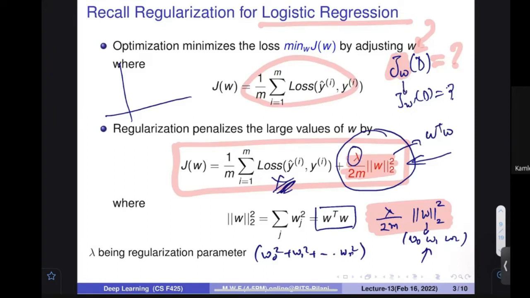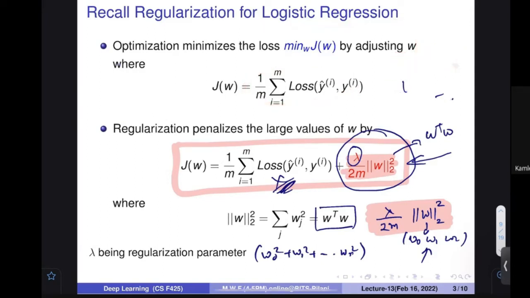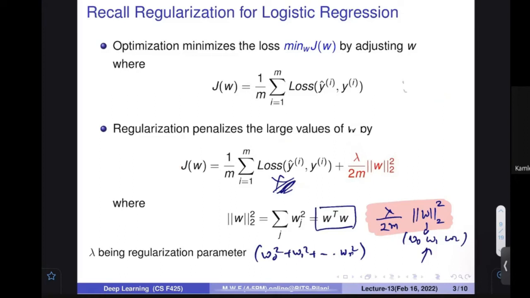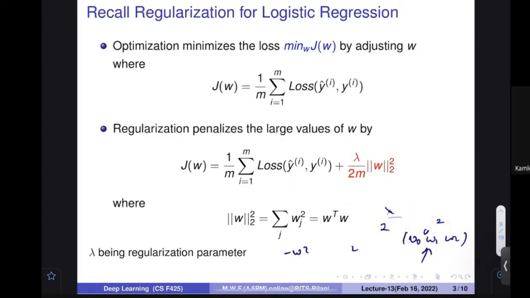Okay, now I have a question. Everybody understands why I have put this particular part over here, to reduce the value of W's. If I want to reduce the value of W, I have put this formula. So I have another proposal. What if I say lambda upon 2m into mod of W, I put this thing. What is the problem? Will this also work? Yes or no?